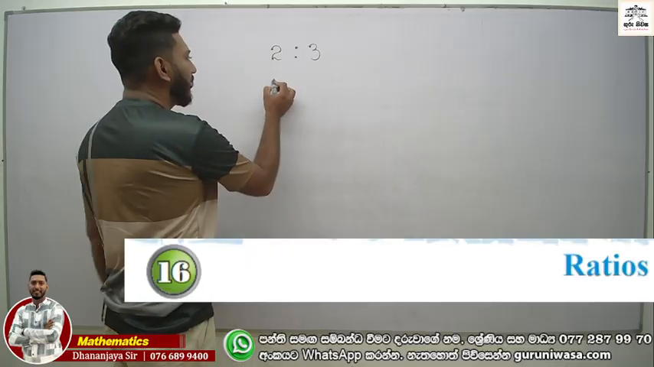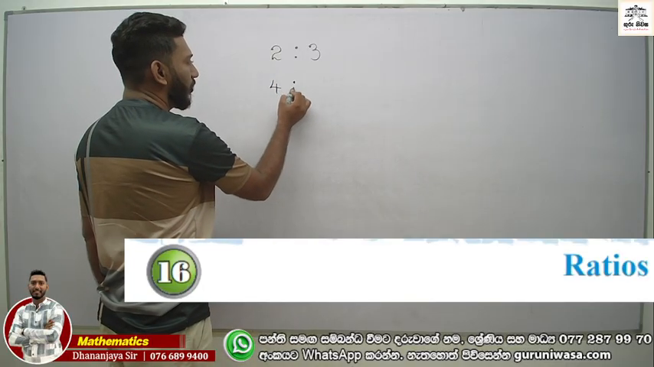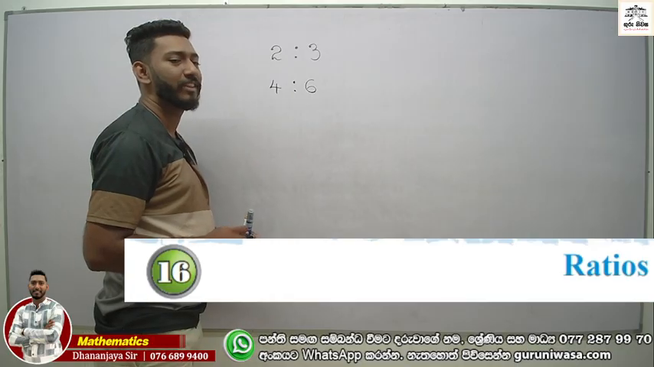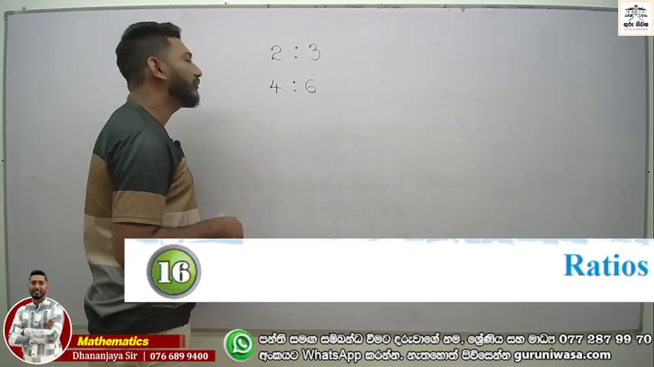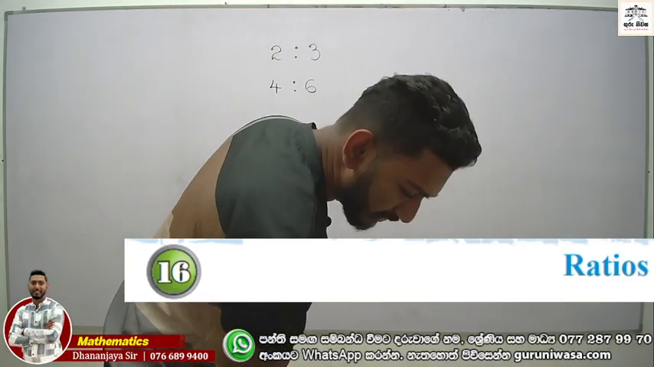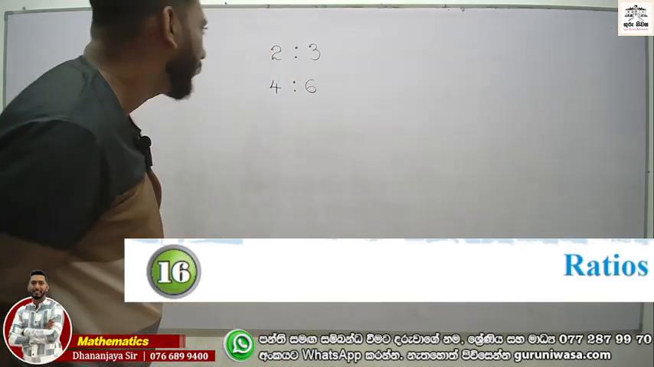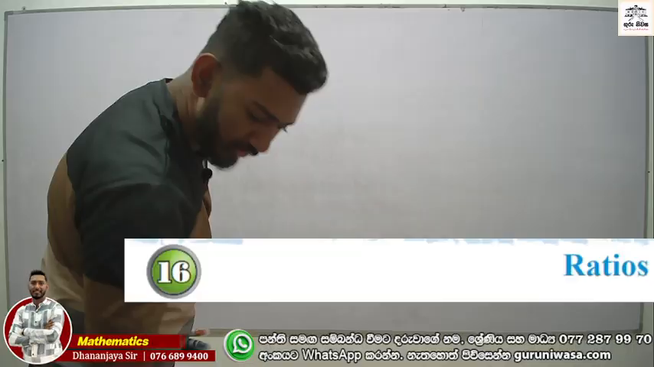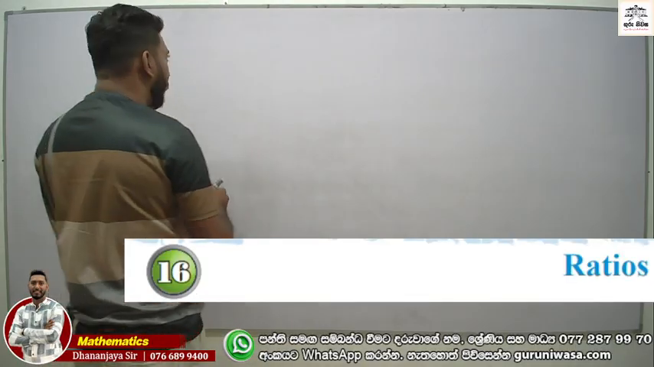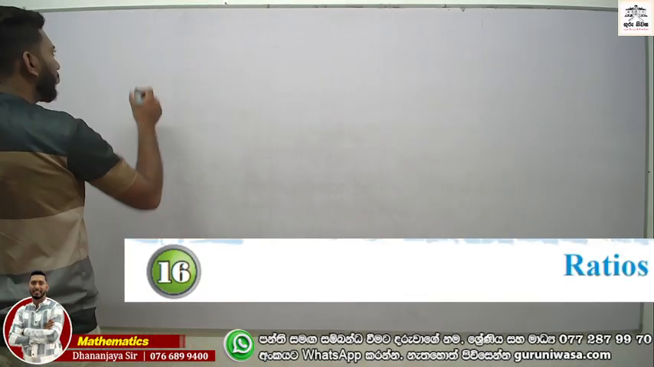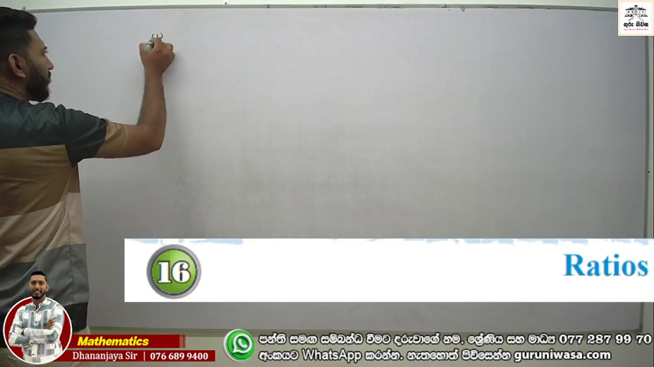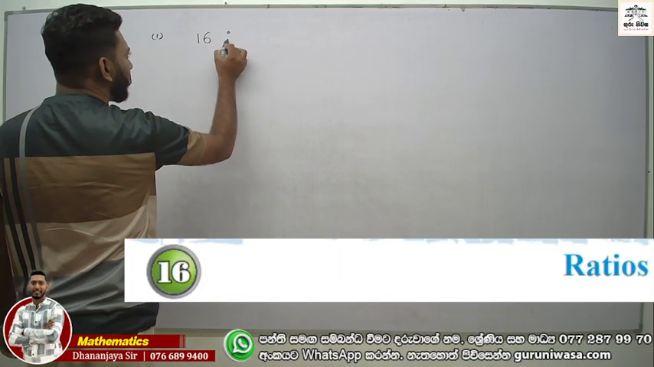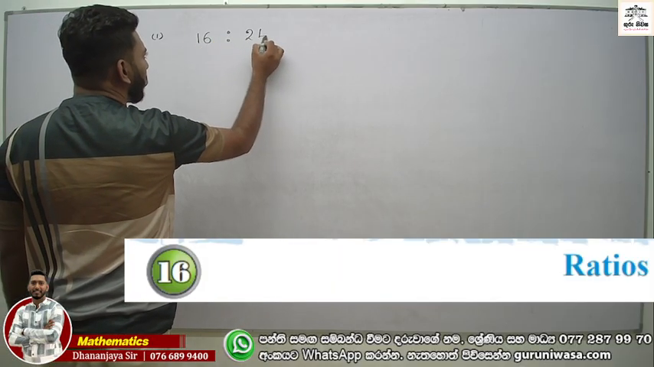And this one, how to read this one? 4 to 6. Yeah, 4 to 6, right? And as well as now I am going to discuss the simplifications. Okay, now listen. How to simplify ratios? First one, I am going to discuss 16 to 24.